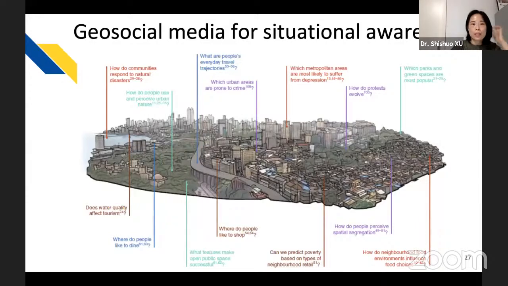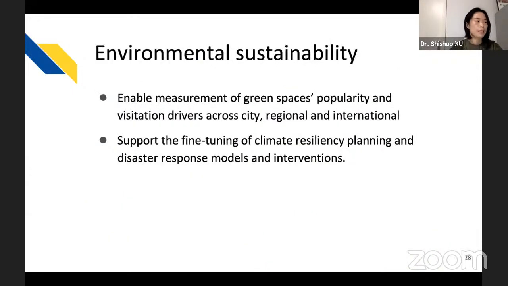The first domain refers to environmental sustainability. It measures the human-environmental relationships. The social metadata can help researchers to assess the value people place on nature and capture non-material benefits, such as spiritual enrichment, using a combination of geolocated texts and pictures. The geosocial metadata can enable the measurement of green space popularity and visitation drivers across cities at both regional and international scales.